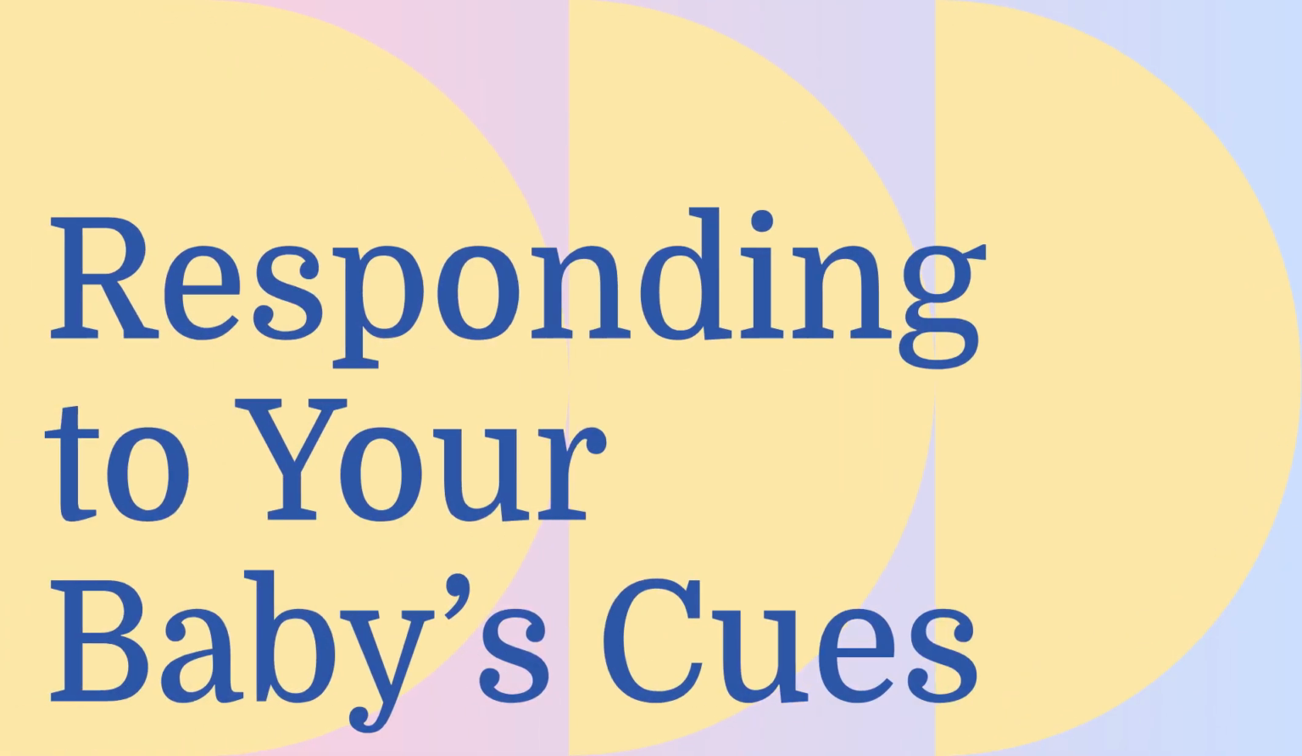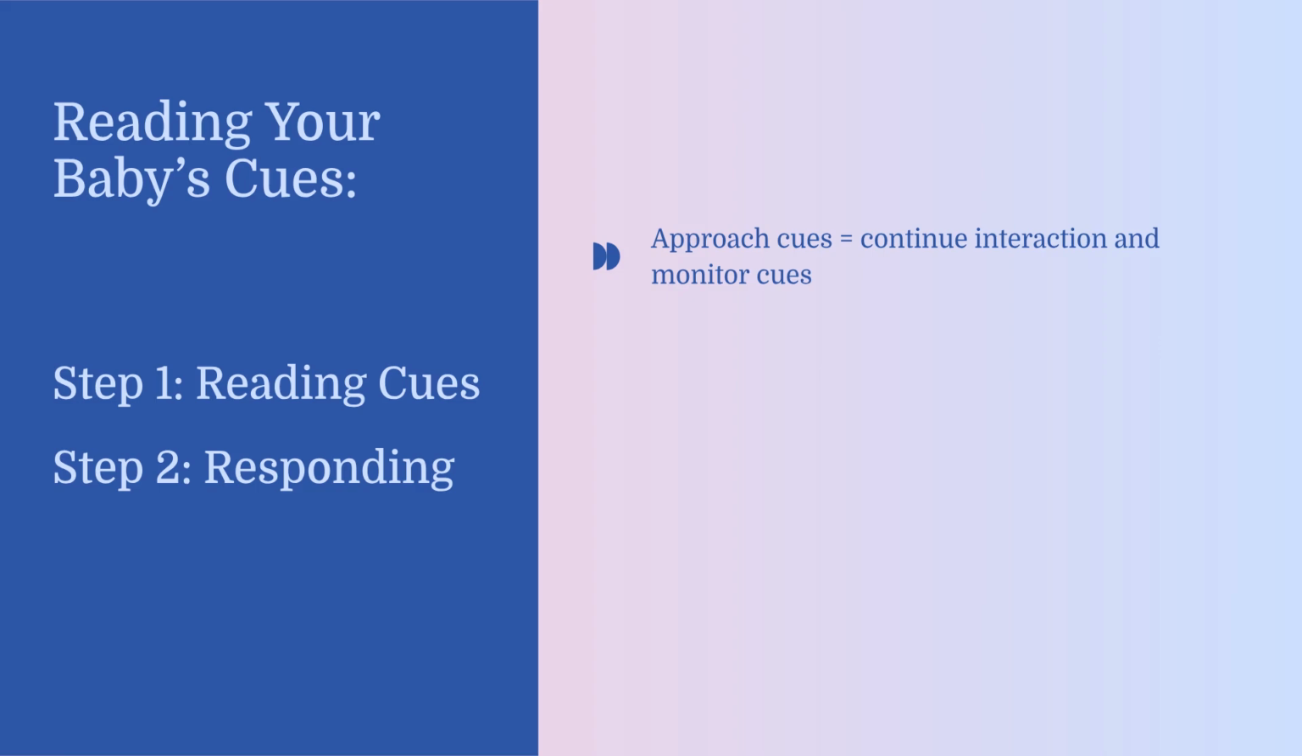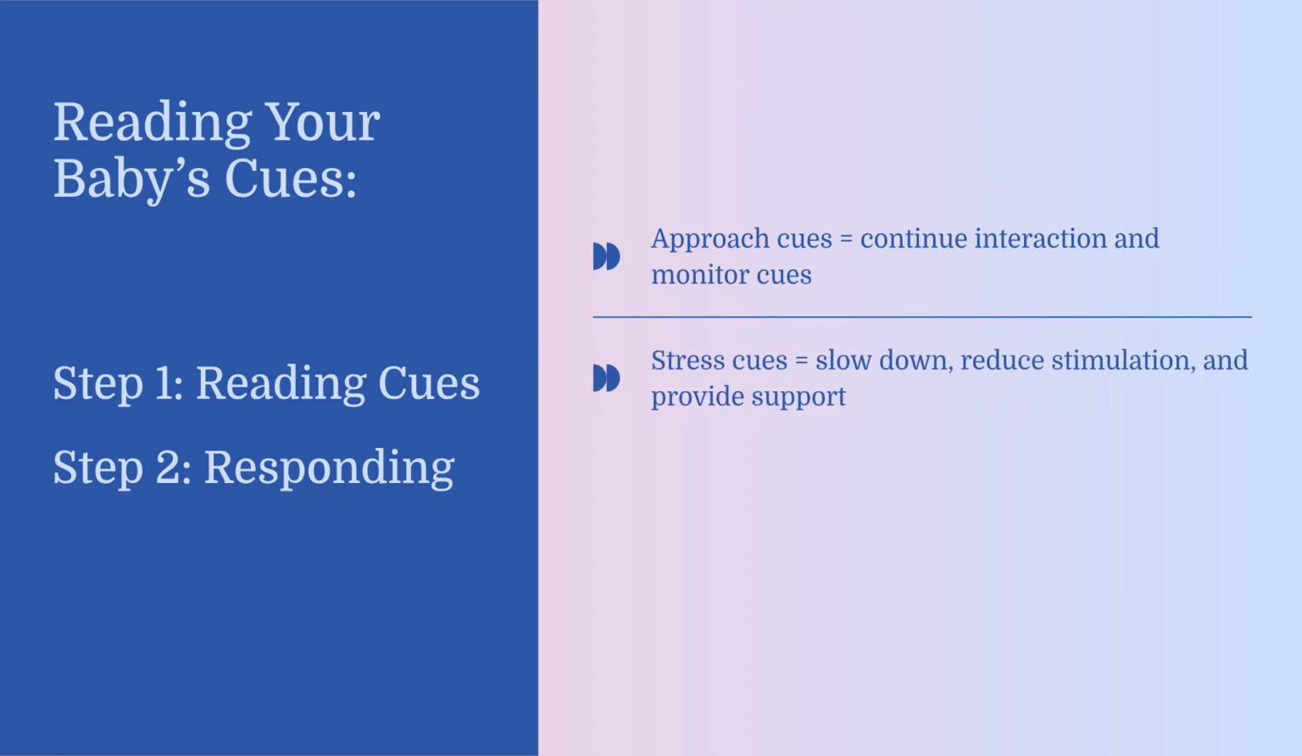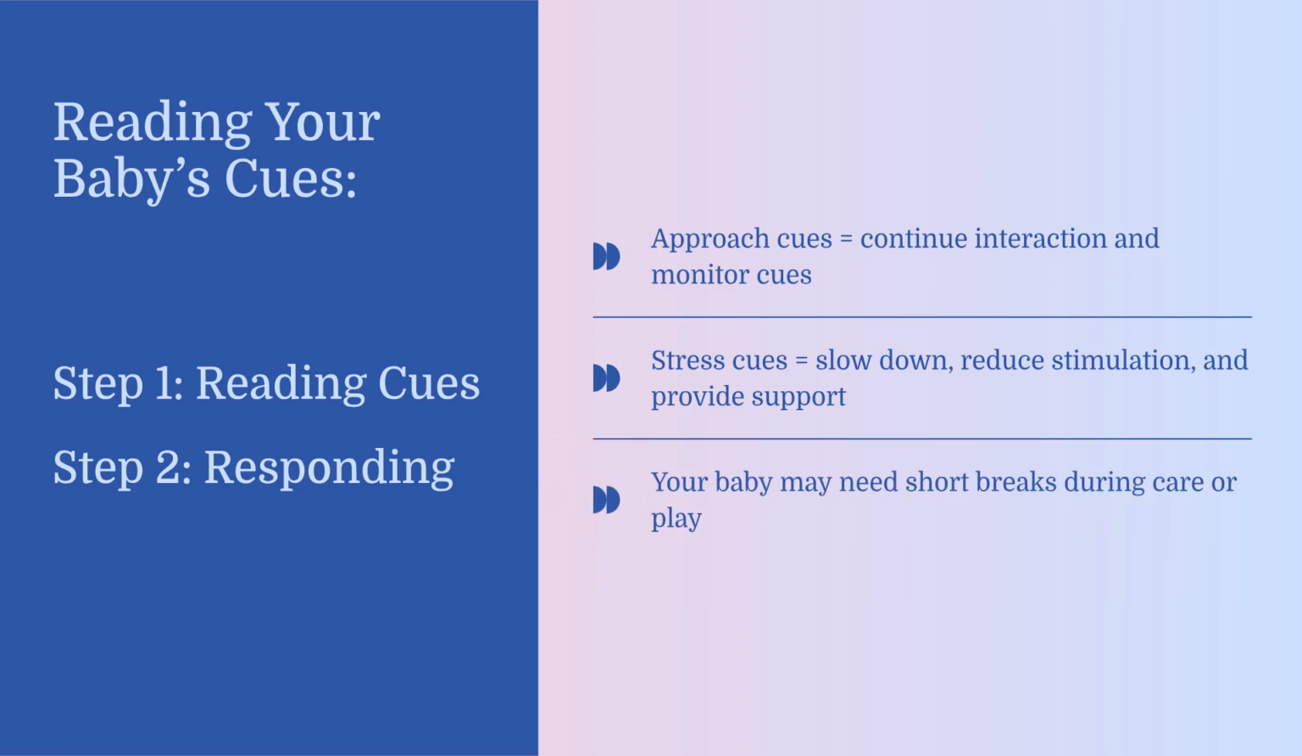Reading cues is only the first step. The next step is responding to what your baby is telling you. If your baby is showing approach cues, you may continue interacting while carefully monitoring their responses. If your baby begins to show stress cues, consider slowing down, reducing stimulation, or providing support. Sometimes a baby simply needs a short break before continuing an activity.